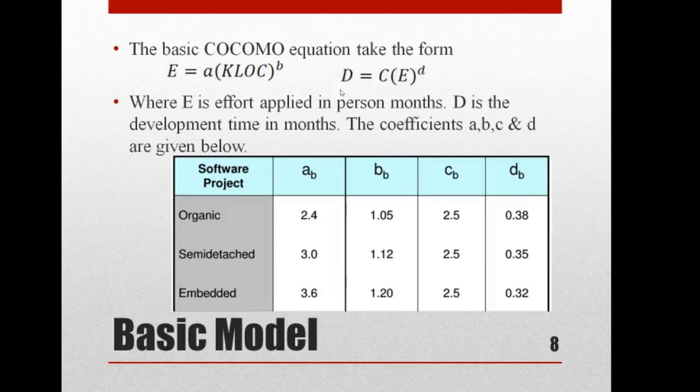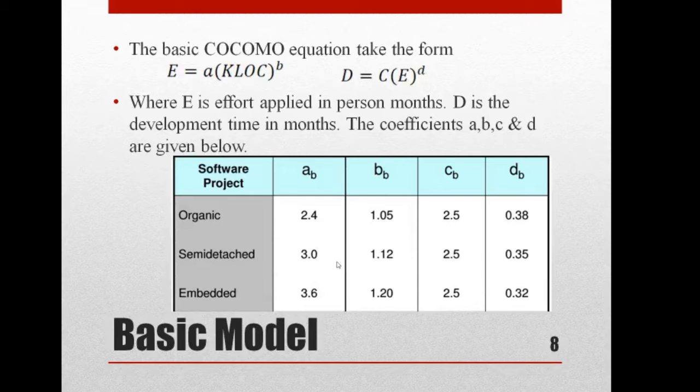And for D, what do you mean by D? D is the development time, right? So D is equal to C into E raised to D, where E is the effort taken, right? So here A, B, C, and D, all these four are called coefficients. It's a constant value, right? How have they attained this?